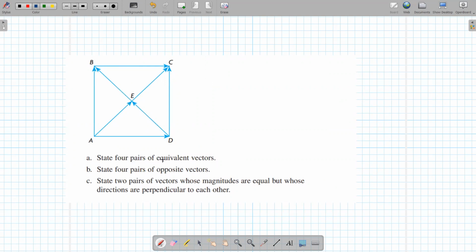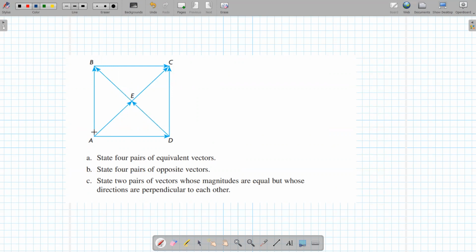State four pairs of equivalent vectors. Equivalent means equal vectors, okay? Equivalent means equal. They have to be going in the same direction and they need to have the same magnitude. I'm gonna give you a couple of them. It's not terribly difficult. You just look at the graph, basically.